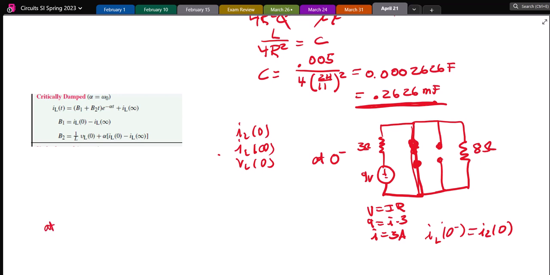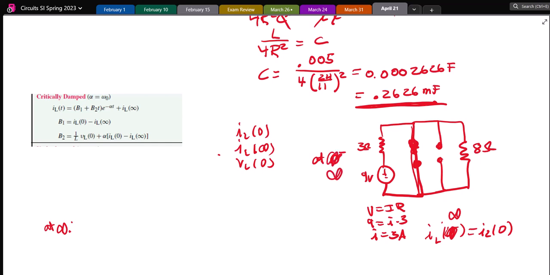So now let's look at infinity. Actually, did I want to do that? Wait, wasn't the switch open anyways in the beginning? This is infinity. I'm sorry. Yeah, you drew infinity.